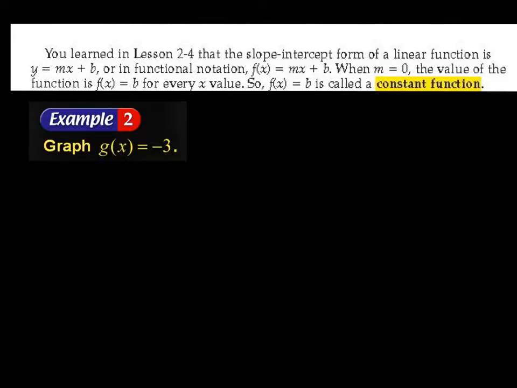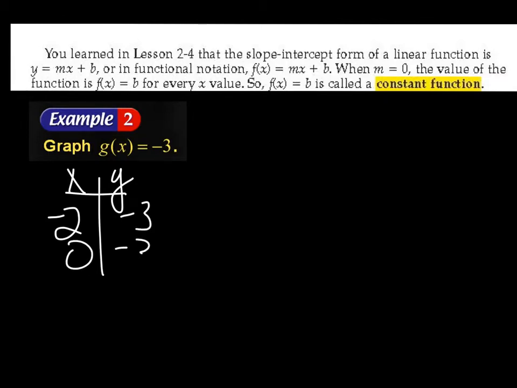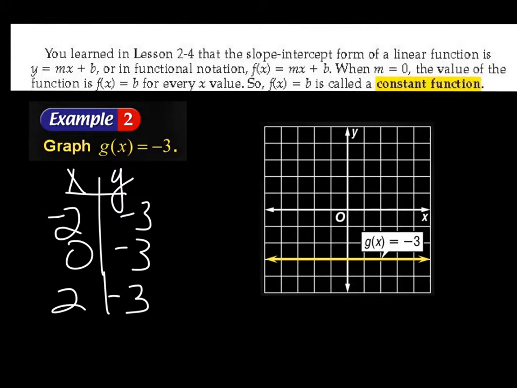If we wanted to make a table of values to graph this, if x is negative 2, y is, oh, there's no place to put the x, it's negative 3. If x is 0, y is still negative 3. If x is 2, y is still negative 3. I don't care what you put in for x, you're going to get negative 3 for y. The graph of that is going to be a horizontal line.